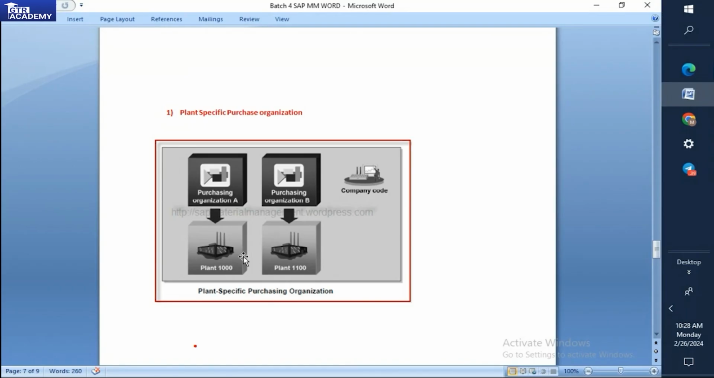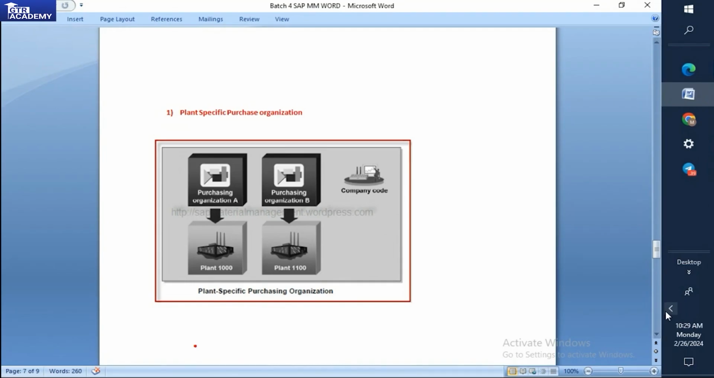Here each plant has its own purchase organization. There can be n number of plants and n number of purchasing organizations, based on each plant having its own purchase organization. That is plant specific. This is one of the types of purchase organization.